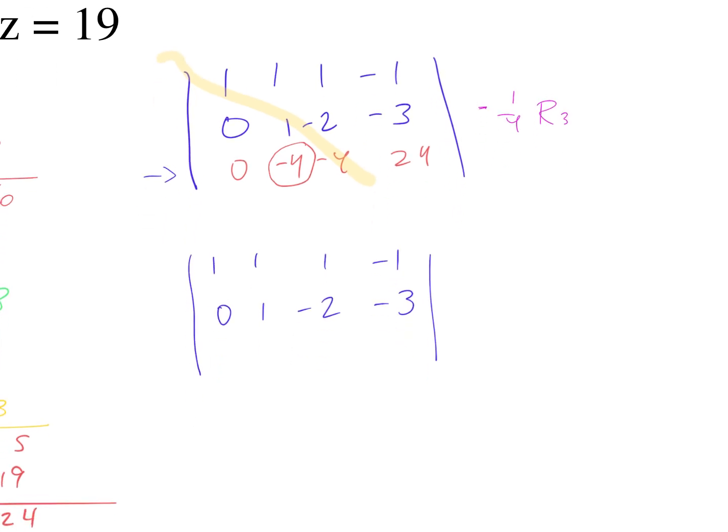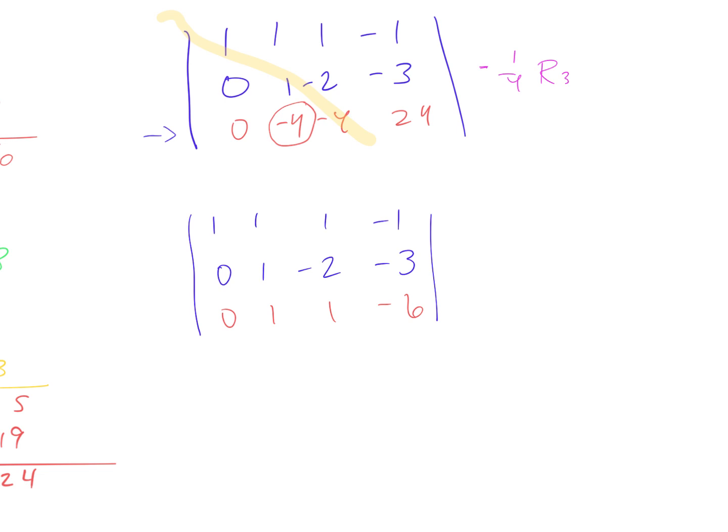Let me do a different color so you guys can see. So 0, then what? 1, 1, and what? Negative 6. Okay, so what do we want to happen? We want 1s on the diagonals and 0s underneath. So this is good. This is good. This is good. This is good. This is good. This is what I need to fix.